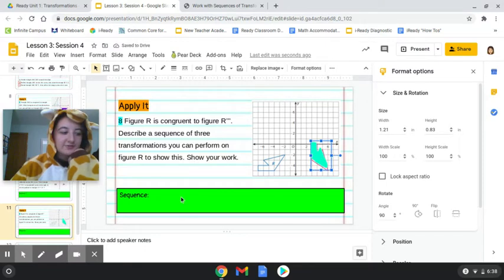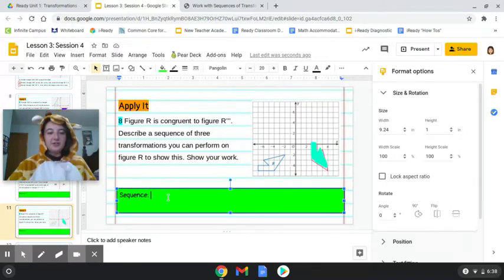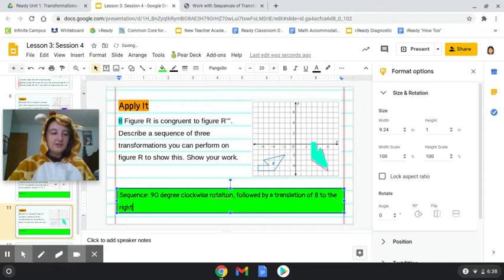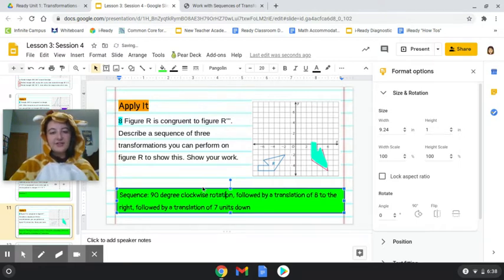So our sequence of transformations for this one is we started with a 90 degree clockwise rotation, followed by a translation of 8 to the right, followed by a translation of 7 units down. And that's how we went from R to R triple prime.